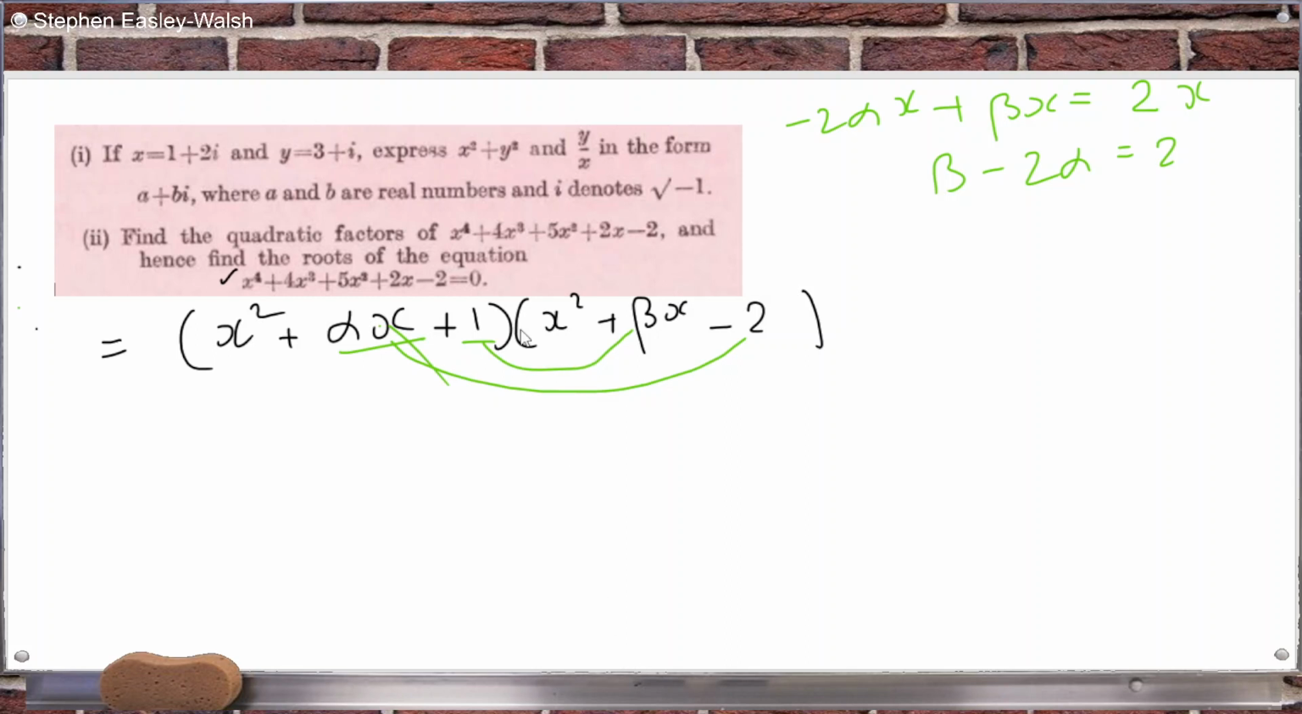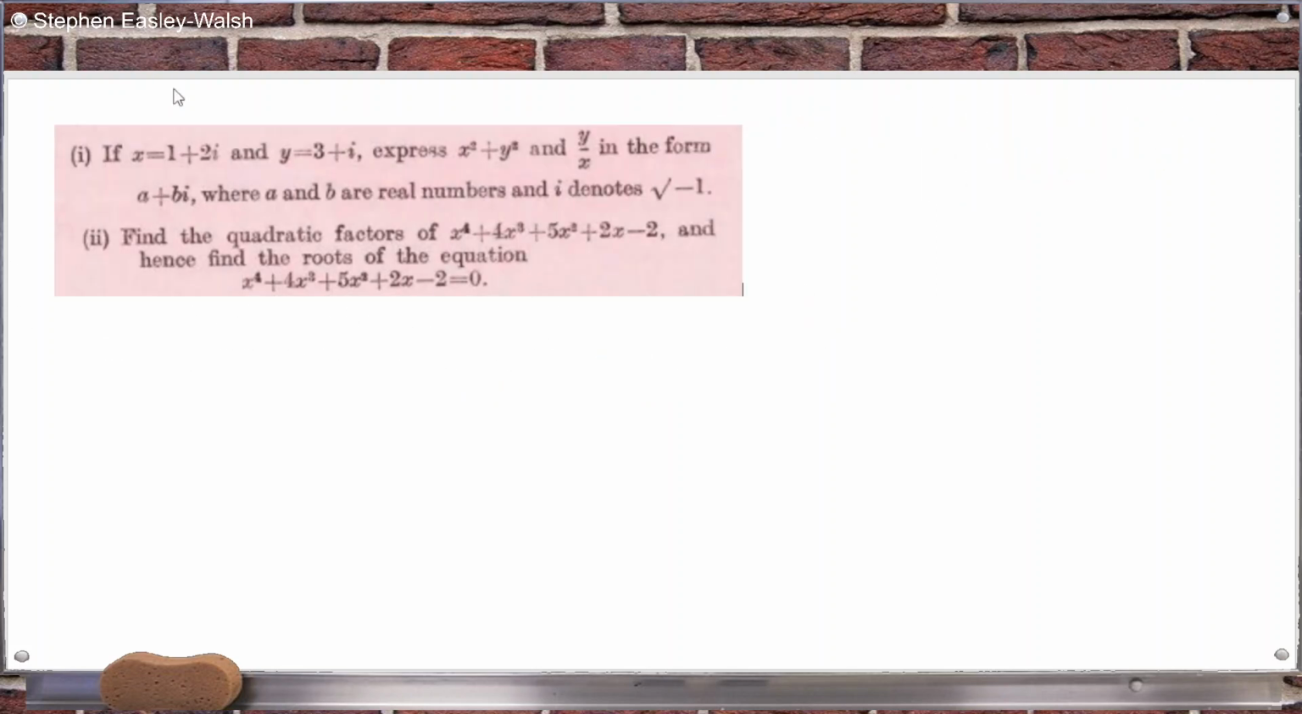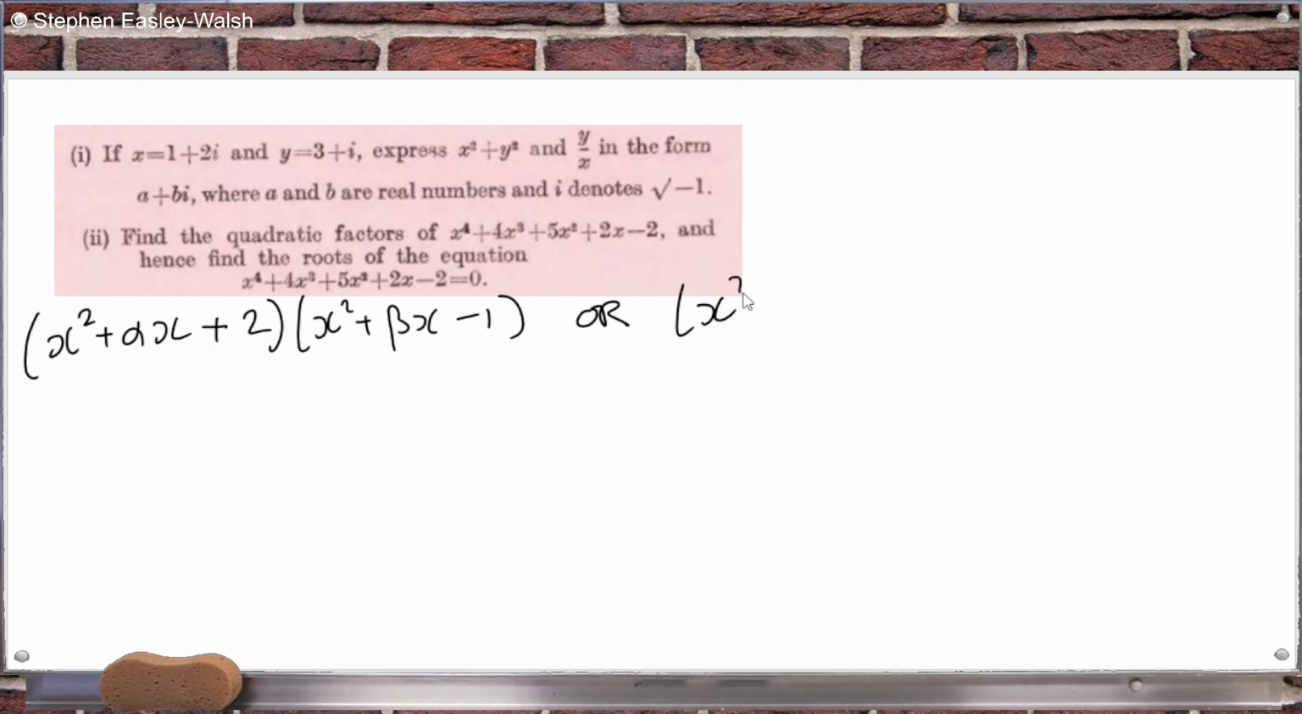Oh, and I just realized actually there is another way to do it. The plus and minus could be the other way around. So okay, we have two possibilities then. We have x squared plus alpha x plus 2 times x squared plus beta x minus 1, or x squared plus alpha x minus 2 times x squared plus beta x plus 1.